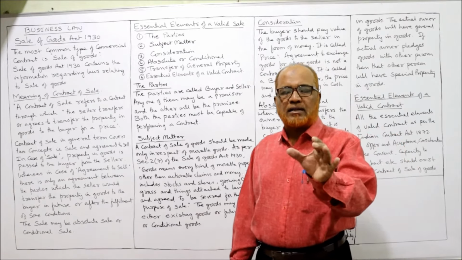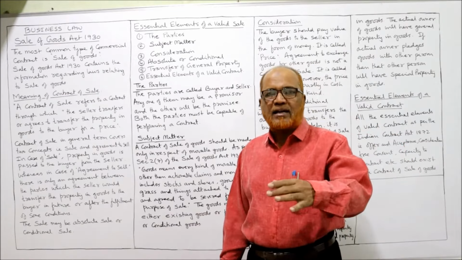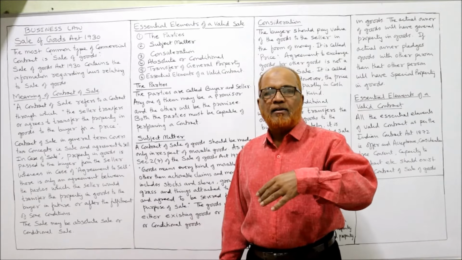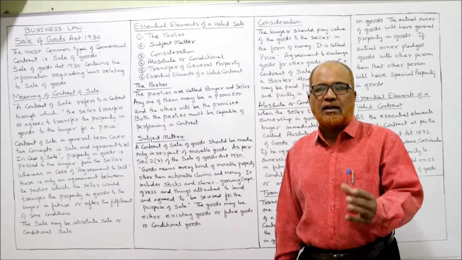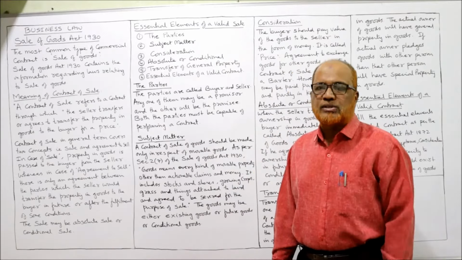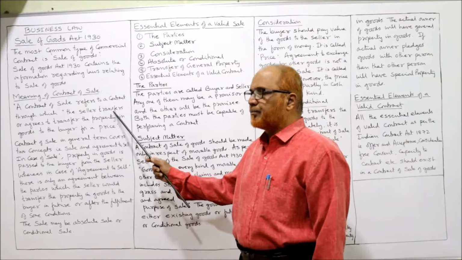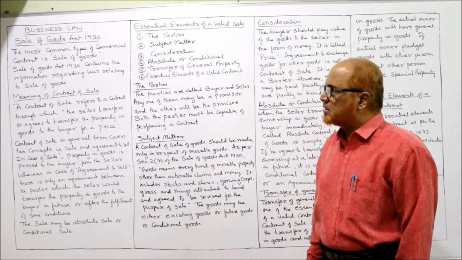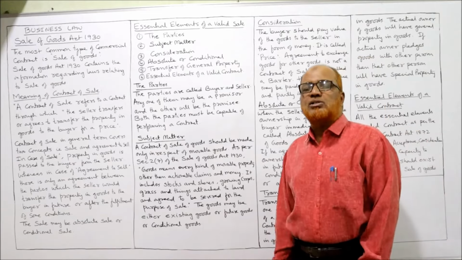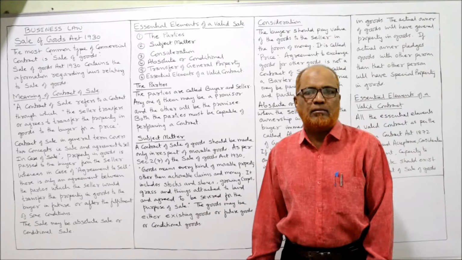A contract of sale. The sale means the act where the seller will transfer the property in the goods to the buyer for a price, either sell or agree to sell. The seller transfers the property in the goods to the buyer for a price. That's it. Now, essentials of a valid contract of sale.